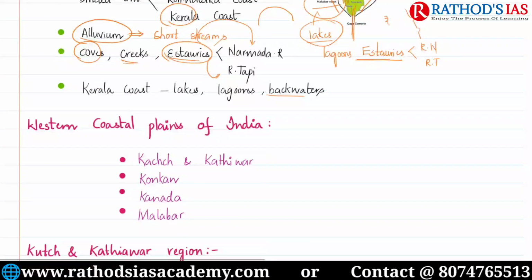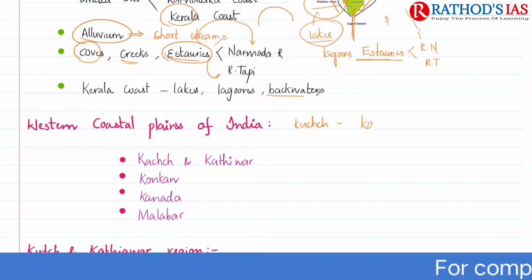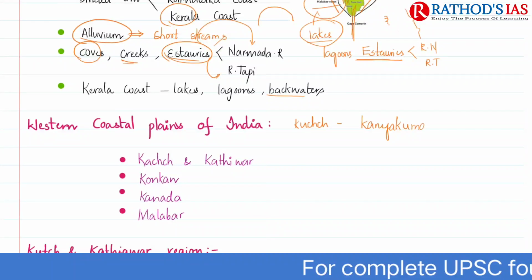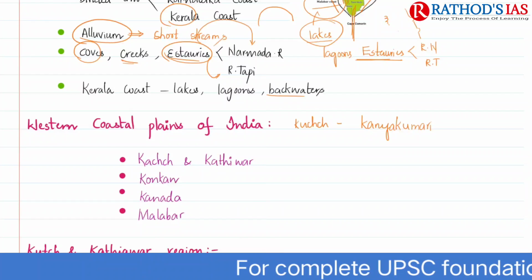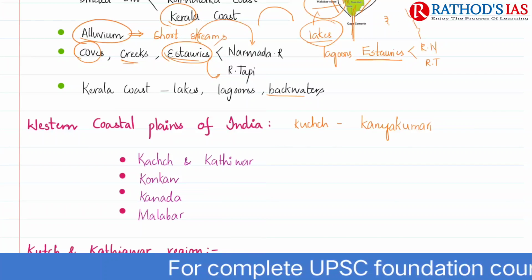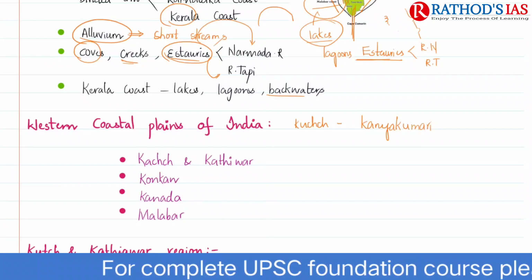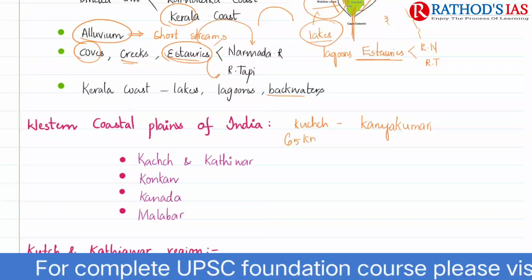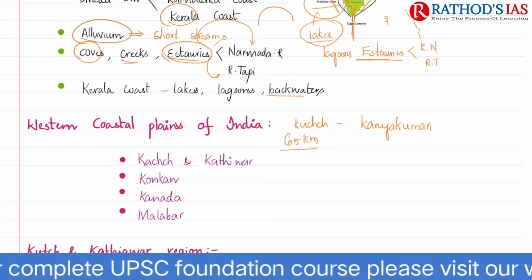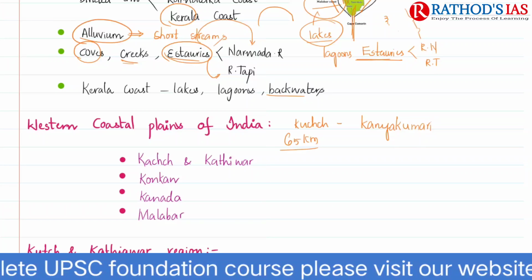So now let us see in detail the western coastal plains of India. The western coastal plains mainly start from Rann of Kutch till Kanyakumari in the south. They are very narrow plains, and the width of this western coastal plain is just 65 kilometers.